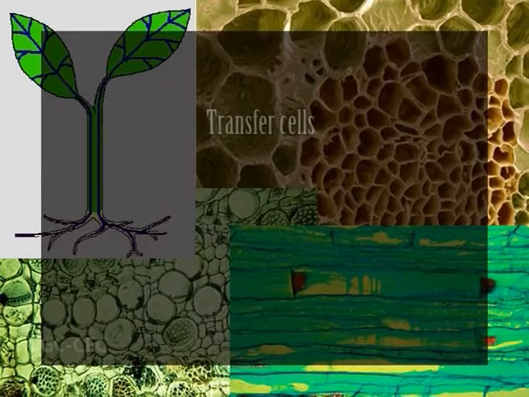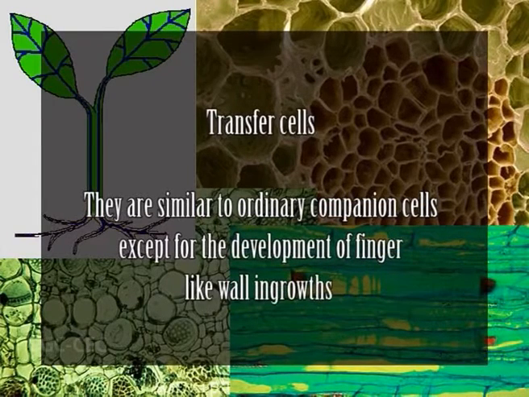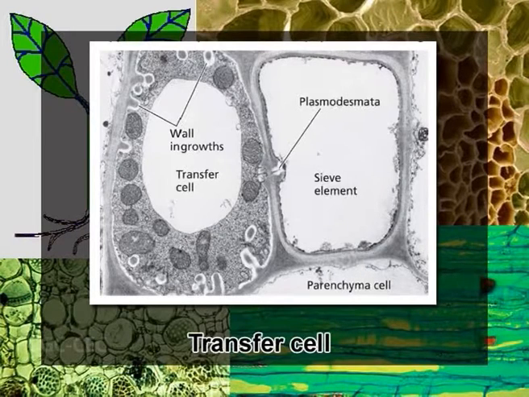Transfer cells. They are similar to ordinary companion cells except for the development of finger-like wall ingrowths, particularly on the cell walls that face away from the sieve element. The wall ingrowths greatly increase the surface area of the plasma membrane, thus increasing the potential for solute transport across the membrane.